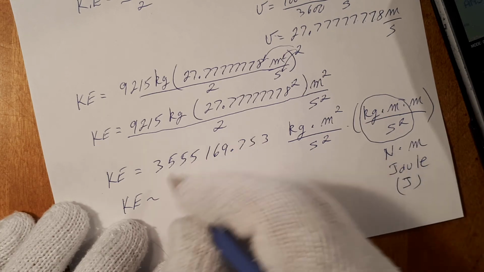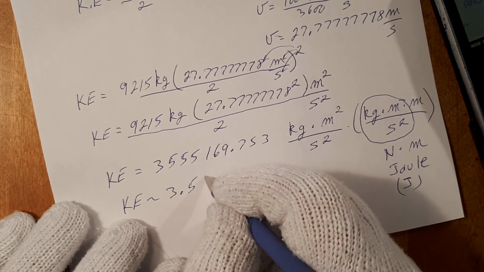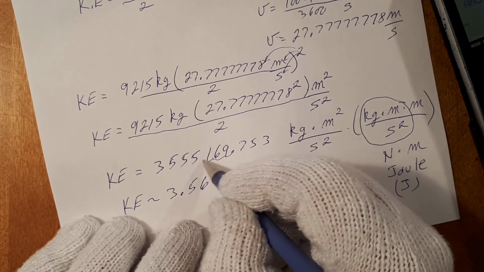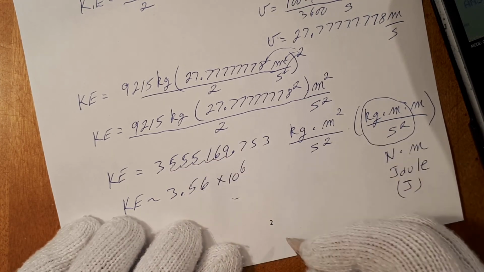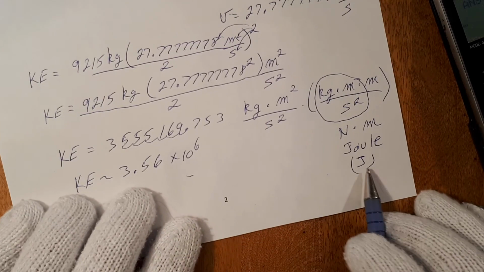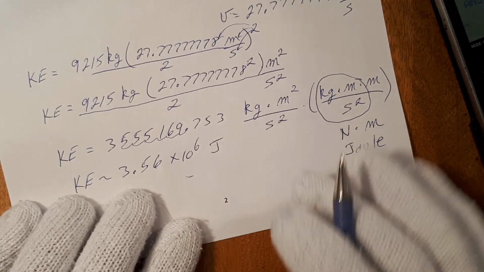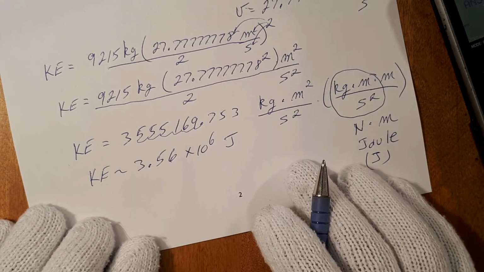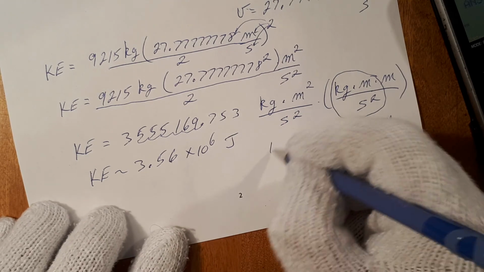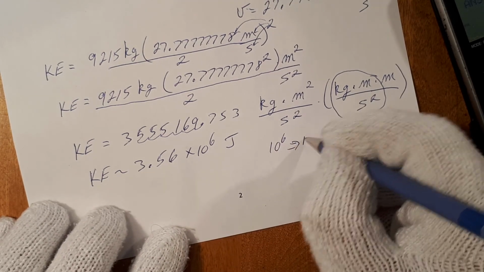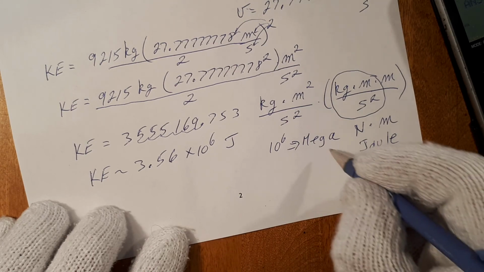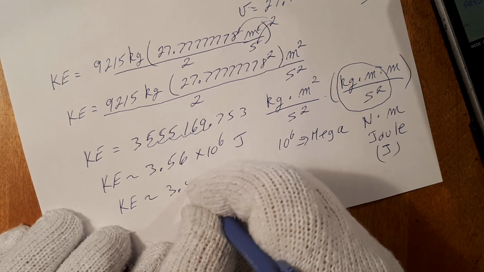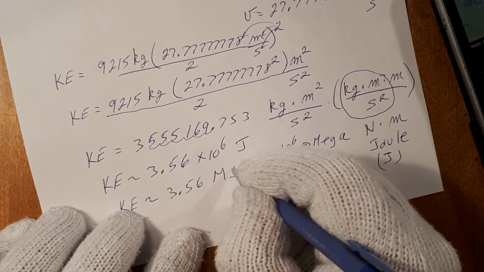Kinetic energy is 3.56 times 10 to the power, and I'm going to move this decimal place over, 1, 2, 3, 4, 5, 6, 10 to the power of 6. And the unit is a joule. You can take this a step further, but that's a perfectly good answer. 10 to the power of 6 is also known as mega, and it is represented by the capital letter M, so I can rewrite this as 3.56 megajoules.